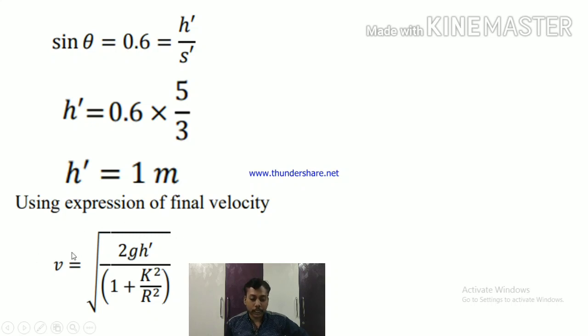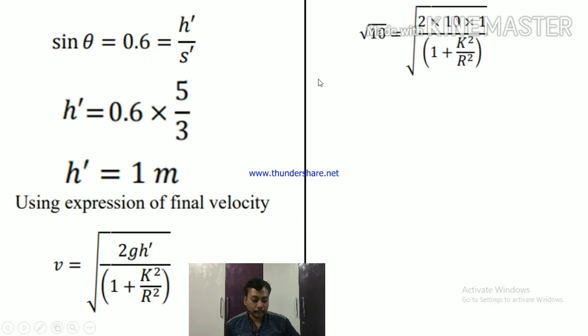This is special in rotational dynamics. One topic is there, rolling motion. So for this formula, watch the video of rolling motion also. In the next video I will explain rolling motion and how this formula is derived, but use it here. In case of rolling motion, v is equal to under root 2 g h dash upon 1 plus k square upon r square. If we put v is equal to root 10, into 2, g is 10, into 1, upon 1 plus k square upon r square.